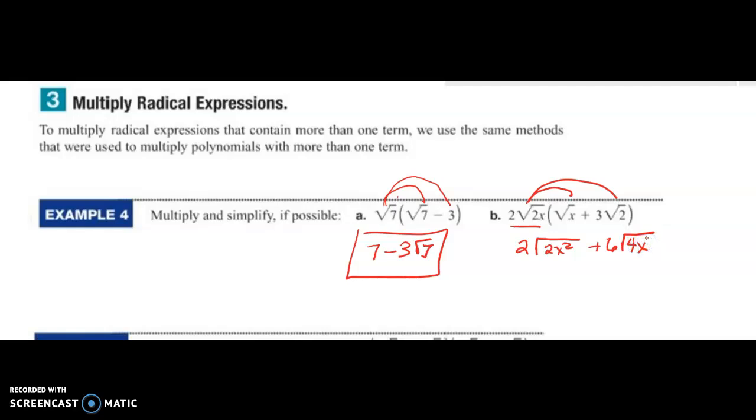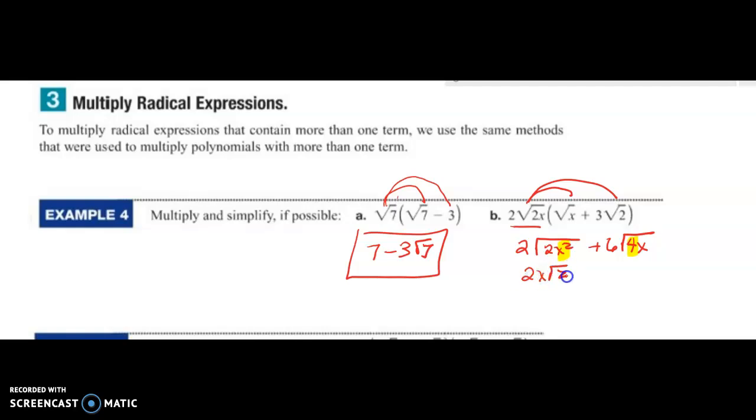And then I'm going to look at those two terms and say, are they like? Not right now. Can I simplify them and see if they're like? So I'm going to get the highlighter out. I'm going to highlight anything that I can simplify. The x squared is perfect. It can come out. And the 4 is perfect. It can come out. So the square root of x squared is a plain old x, which makes it 2x.